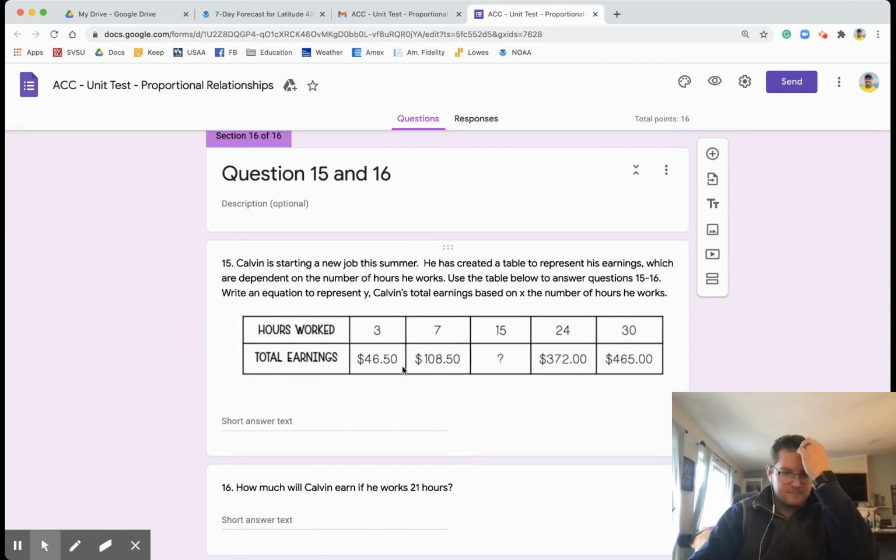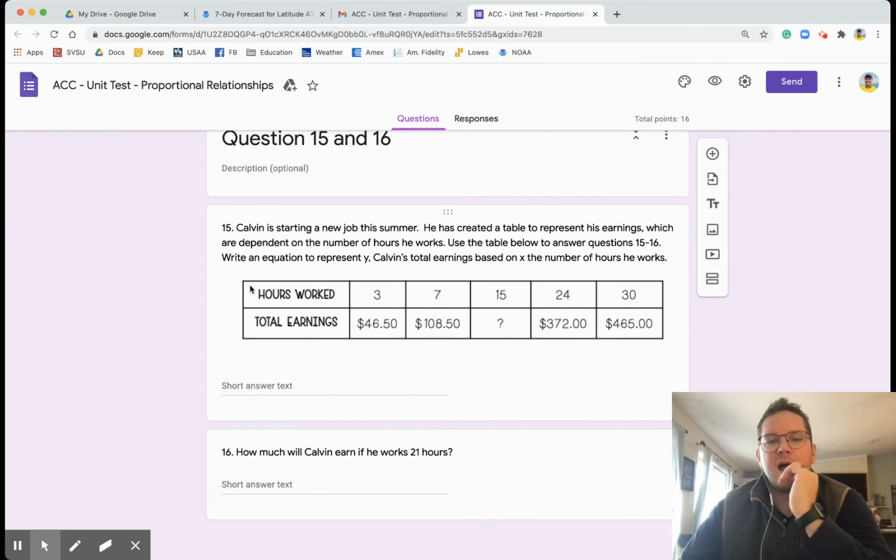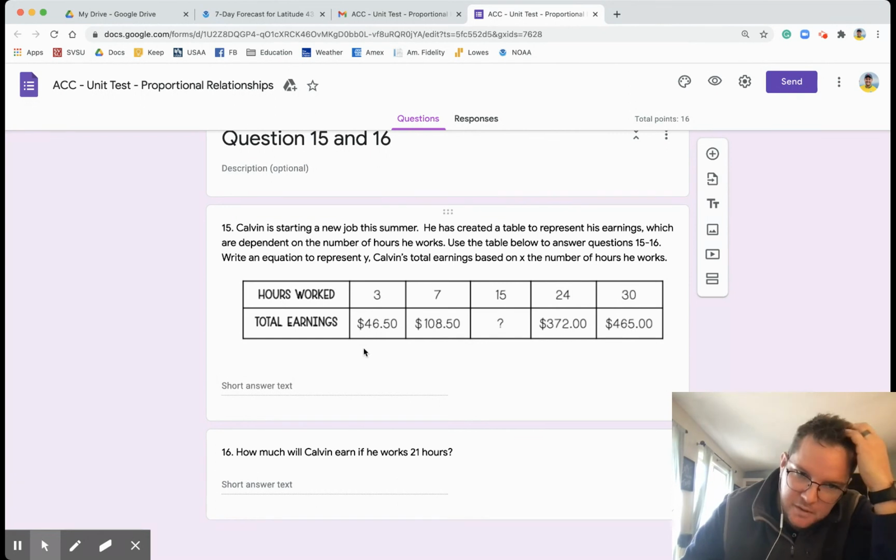15 and 16. All right. Calvin is starting a new job this summer. He has created a table to represent his earnings, which are dependent on the number of hours he works. Use the table below to answer questions 15 and 16. Write an equation to represent y, Calvin's total earnings based on x, the number of hours worked. So, this first one, you're just writing an equation. So, his y value is his earnings, and his x is the amount of hours worked.